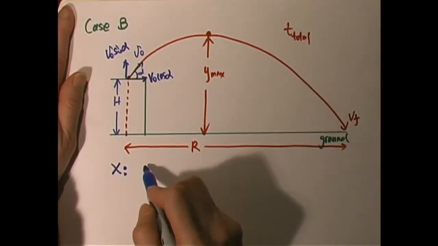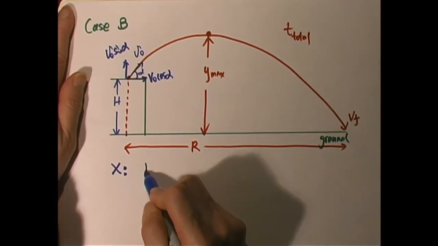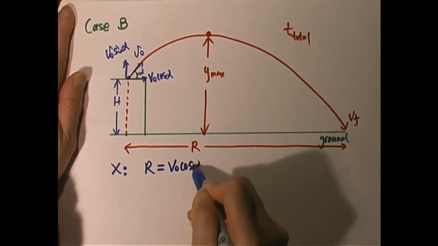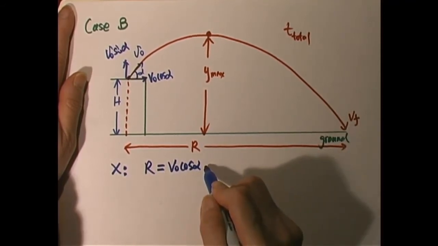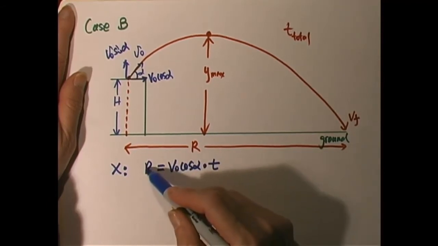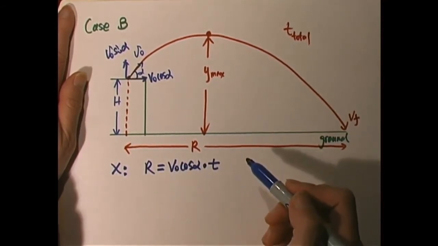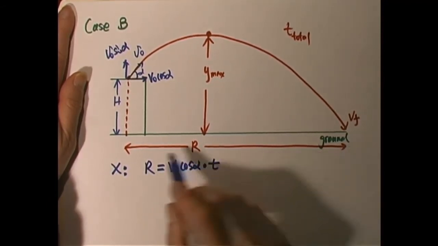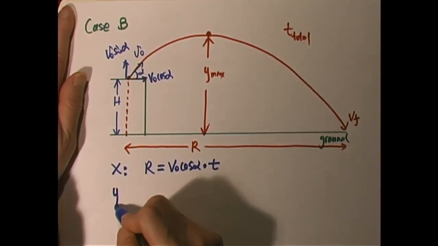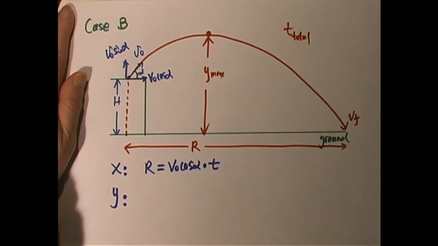So X direction, constant velocity. So R equals V0 cosine alpha times t. This is constant velocity in the X direction. If you give me 2 seconds, I tell you how far it moved along the X-axis in 2 seconds. If you give me T total, I tell you that's the total X before impact. Y direction. Let's talk about that.